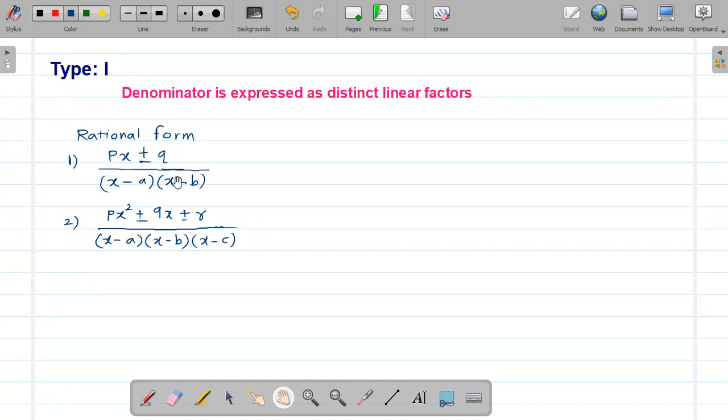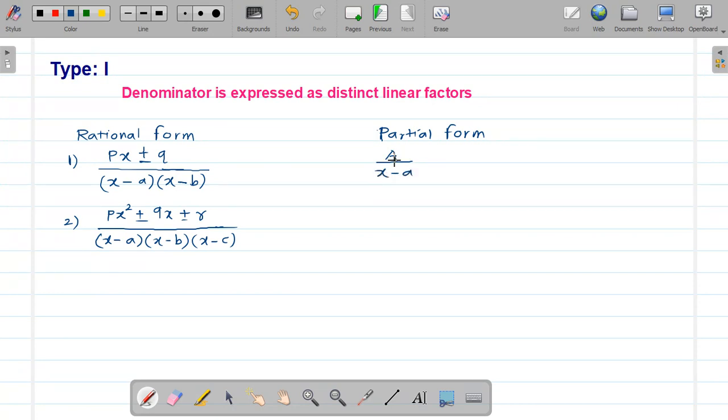And if you want to evaluate this type of integration, then we have to convert this rational form into partial form. So see how you convert the rational form to partial form. If you have a denominator which is expressed as distinct linear factors, then we have to convert it as A upon x minus a.